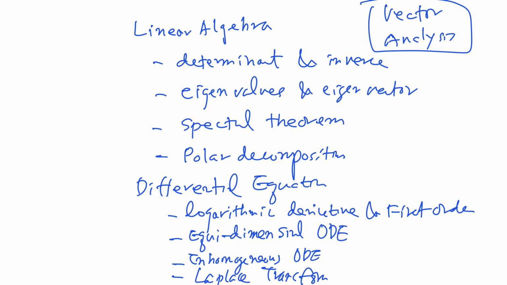I mean, it cannot be exact, okay? So linear algebra maybe 2, and differential equation maybe 2, and vector analysis maybe 1, 1.5. So I think they will be balanced well.